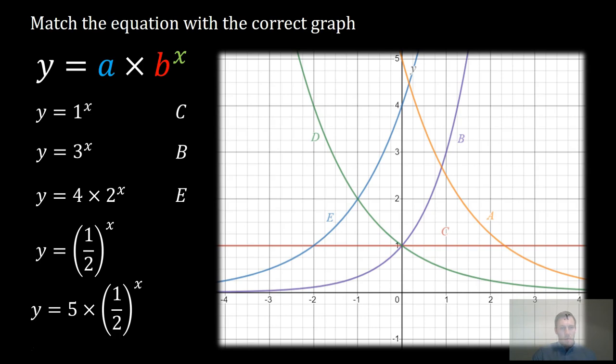The next one is y equals 1/2 to the power of x. B is less than 1, so the function is decreasing. There's nothing changing the y-intercept, so it will be 1. This must be d. Finally, we have y equals 5 times 1/2 to the power of x. Again, the function is decreasing. This time a is 5, so the y-intercept is 5. This has to be a.